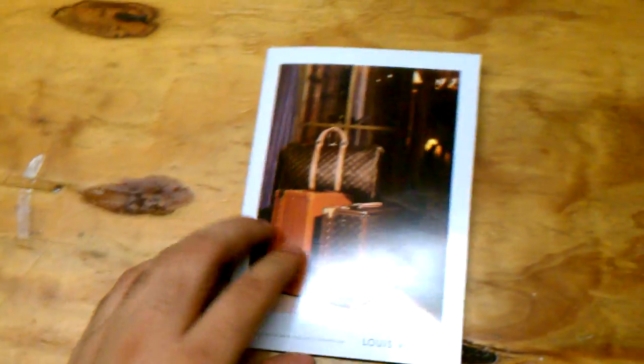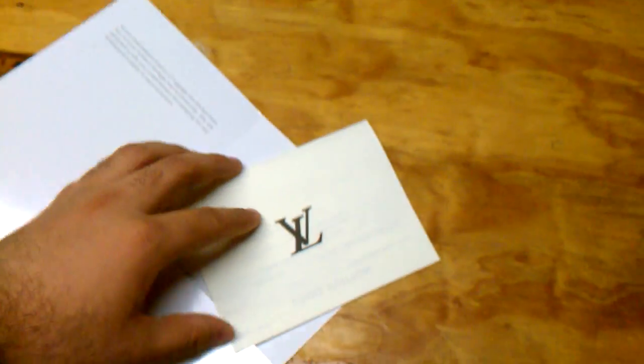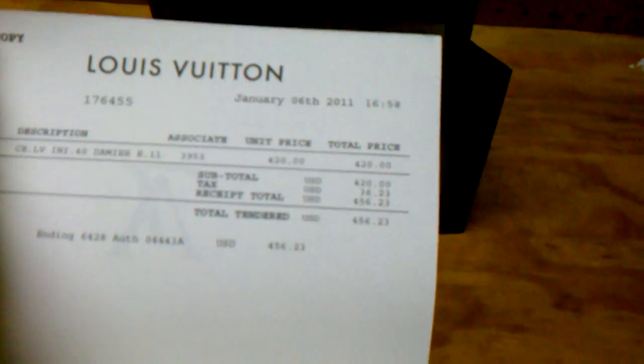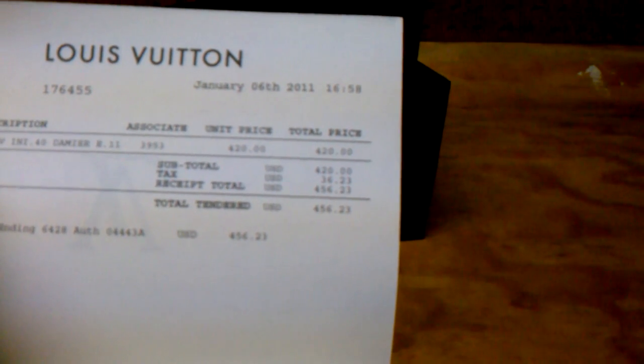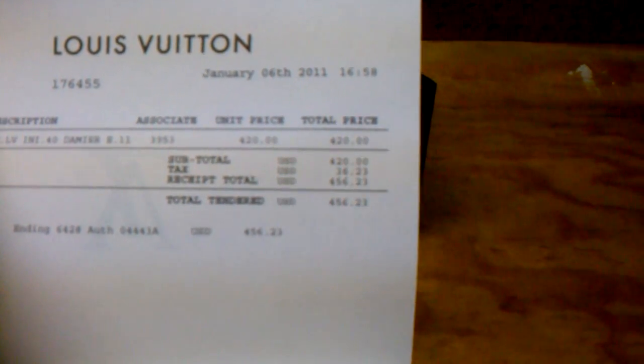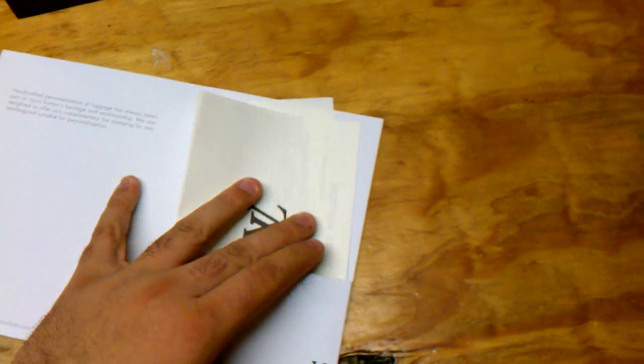Here's the receipt straight from the Louis store in Manhasset, Long Island. The belt was $420 plus tax, came to $456.23. I got lucky because they just raised the prices for Louis Vuitton, $15 every item, so the belt would have cost $435 plus tax.